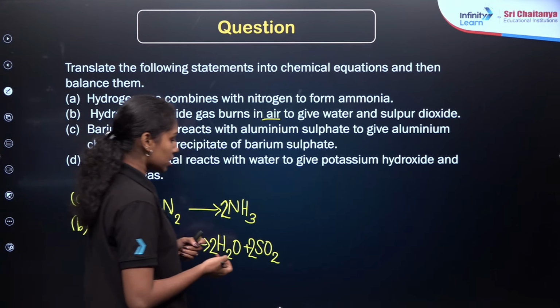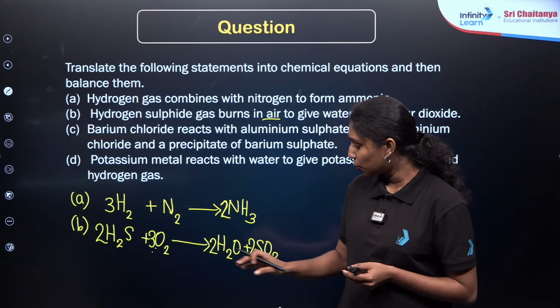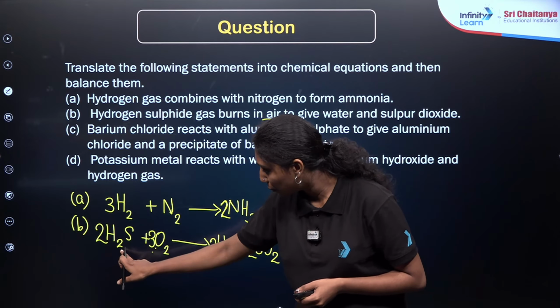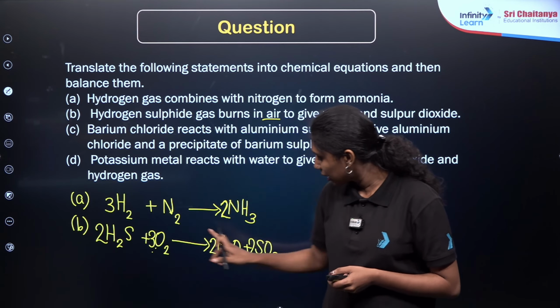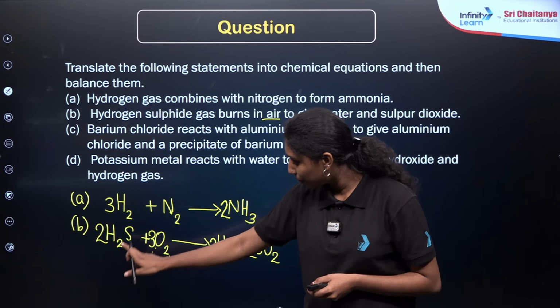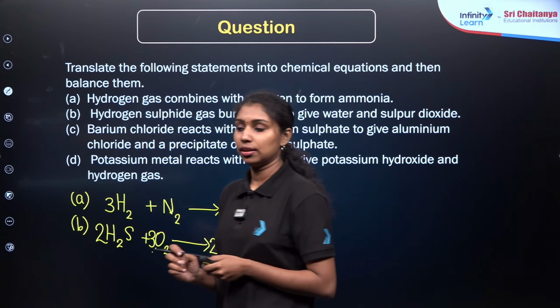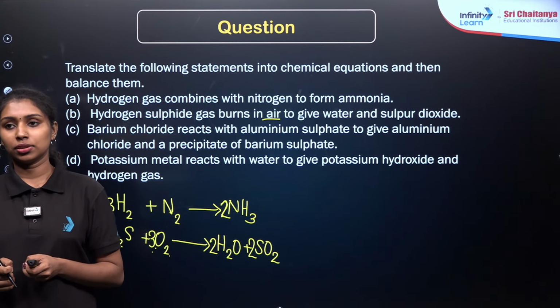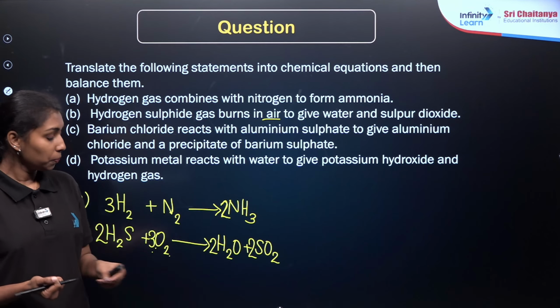So what will be the final equation? Now you can see the hydrogen atoms are 2 into 2, 4 over here, and here again 2 into 2, 4. Then sulfur is 2, and here again 2. Then oxygen is 3 into 2, 6 in the reactant part. Here it is 2 plus 2 into 2, 4, which is equal to 6 again. Is that clear? So balancing completely depends upon you.